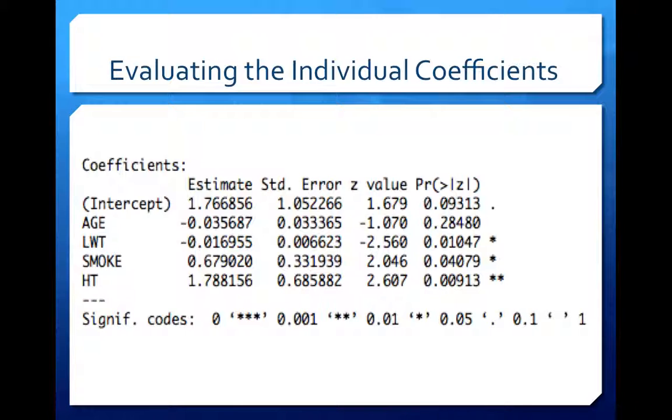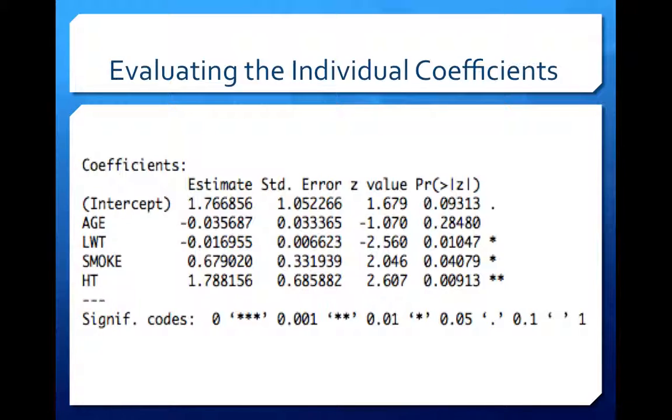Next, we have the weight of the mother at the last menstrual cycle, which can be interpreted as for every 1 unit change in the weight of the mother at the last menstrual cycle, the log odds of a baby being born with a low birth weight decreases by 0.016955. The p-value for this predictor is 0.01047, which is less than our level of significance of 0.05, which means that the weight of the mother at the last menstrual cycle is a significant predictor of the presence of a low birth weight in the baby.